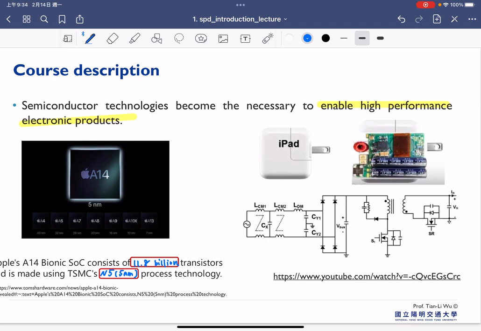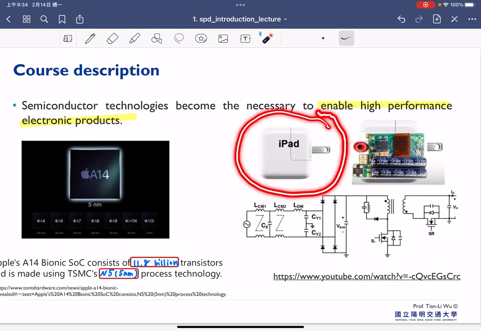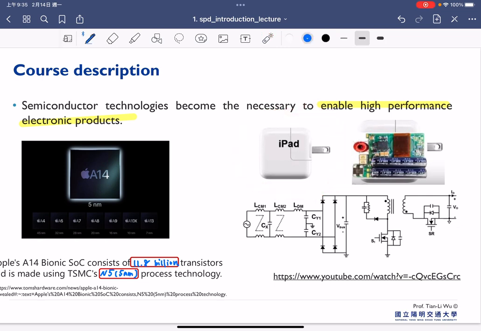So this is one very important example of how semiconductor technology is important to continue pushing very advanced CPU technology that enables our cell phones to have many amazing functions. Another one that you might not be aware of, but actually use every day, is the iPad charger. Normally we call this charger 充电器, but the real name is adapter.